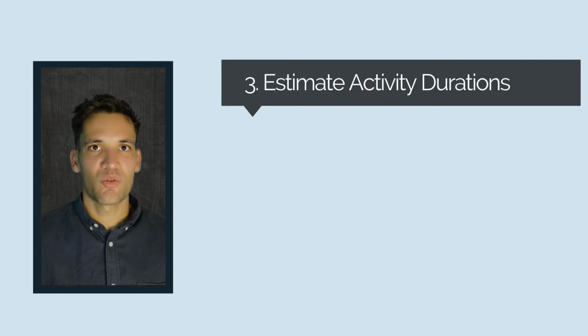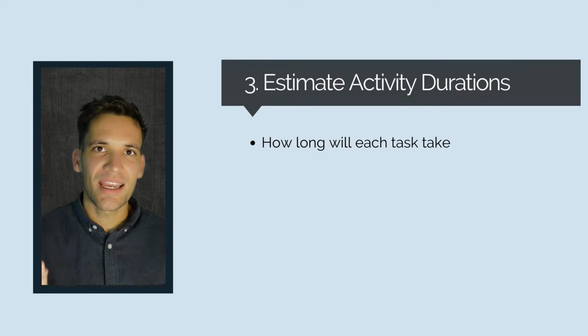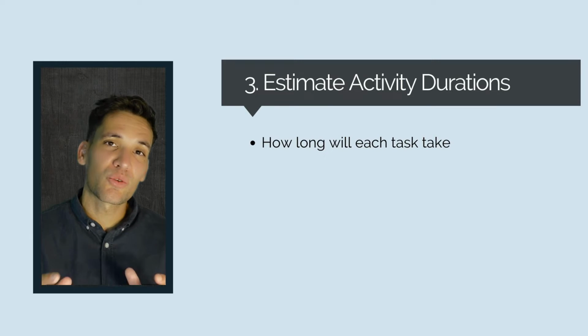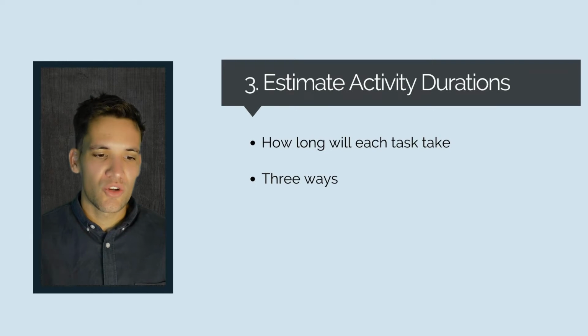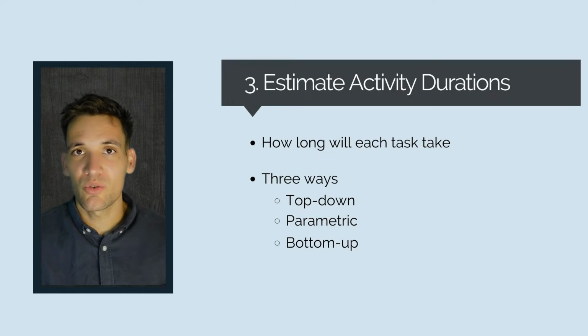Okay, so now we've got a list of activities and we know the order they need to be completed in. The next step is to estimate the duration of each of these activities. We want to know exactly how long each task is going to take. Now there are 3 ways we can do this. We can do a top-down estimate, a bottom-up estimate, and a parametric estimate. And I'll explain all of these in a second.